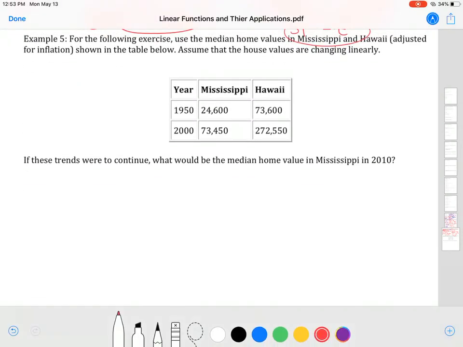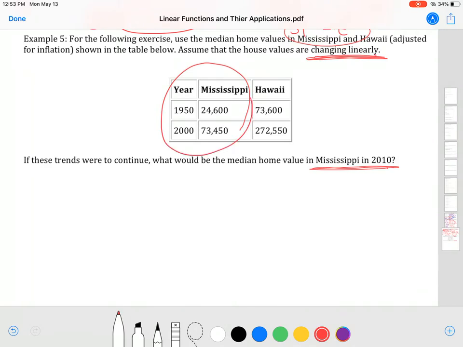Okay, last example. It says for the following exercise, use the median home values in Mississippi and Hawaii, shown in the table below. Assume that the house values are changing linearly. So that's our key word so that we know that we have a constant slope. If these trends were to continue, what would be the median home value of Mississippi in 2010? So we want to look at Mississippi information, so we're going to look at these two columns.